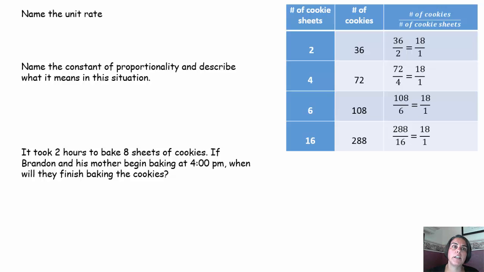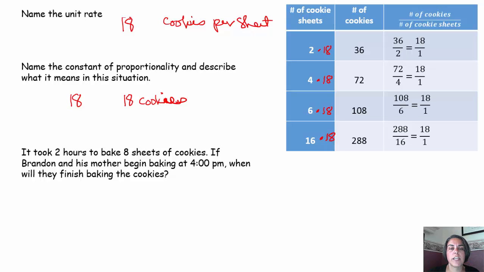So the unit rate we've talked about is 18. That means 18 cookies per sheet. And what's the constant of proportionality? Well, that's still 18. Every single time here, we multiply by a constant value of 18 to get from our number of sheets to our number of cookies. So again, the 18 means 18 cookies per sheet, per one cookie sheet, if you want to put that 1 in there.